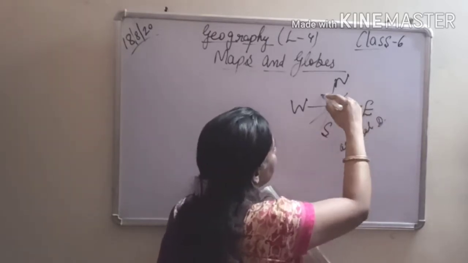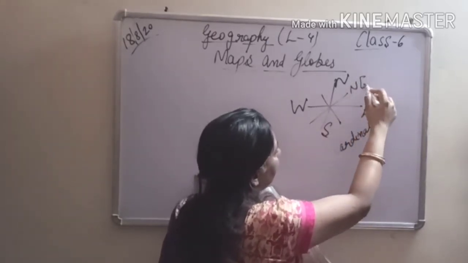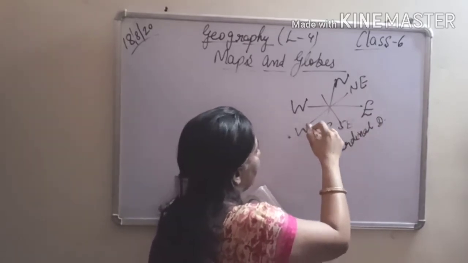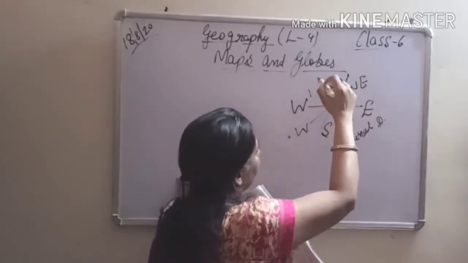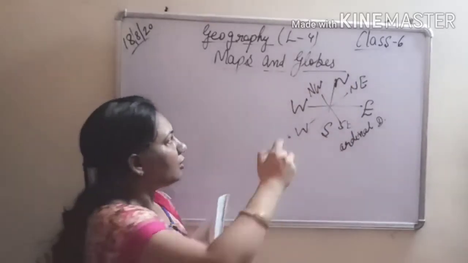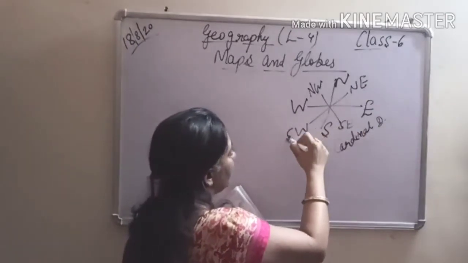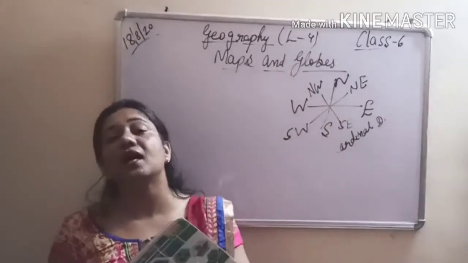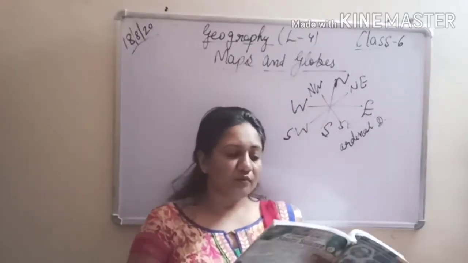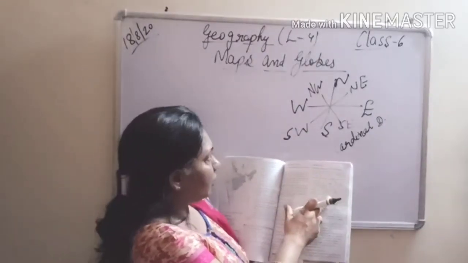And in between these we have northeast, southeast, southwest, and northwest. These are known as intermediate directions. So let's study about these now. The map is also shown here in your books.